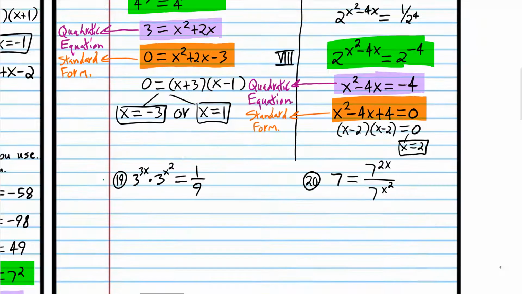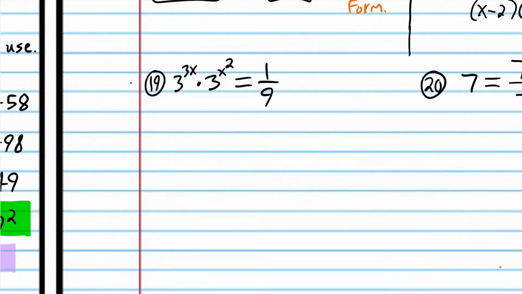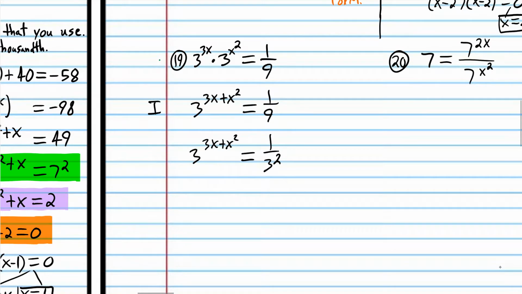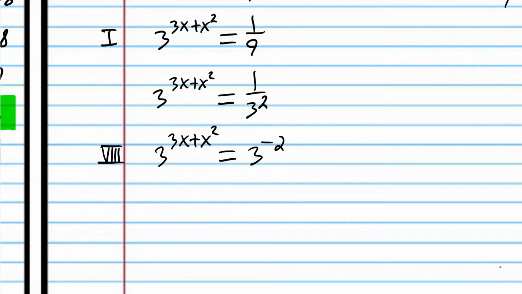Alright, we're back. So we're multiplying powers. We're going to use rule number 1. The bases are the same, so we can do that. That means we're going to add the exponents. Then I'm going to change 9 to 3 to the 2nd power. And I'm going to use rule number 8 to bring that up to 3 to the negative 2 power. And now we're at the critical stage.